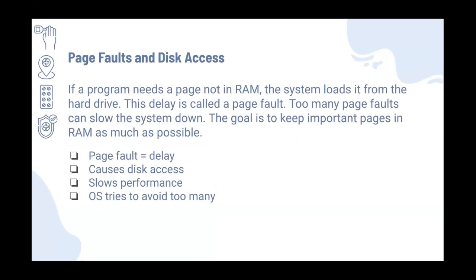So page faults and disk access. If a program needs a page not in RAM, the system loads it from the hard drive. This delay is called a page fault. Too many page faults can slow the system down. The goal is to keep important pages in RAM as much as possible. A page fault causes a delay, it causes disk access, it slows performance, and the operating system tries to avoid too many page faults.